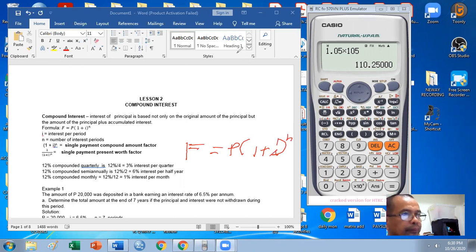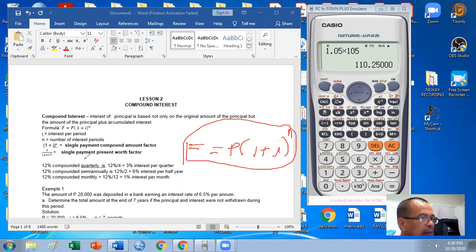Okay, that's 1 plus I to the N. So, ito yung laging tatandaan nating formula. Alright. Yung 1 plus I to the N is called the single payment compound amount factor. Yung ratio niya, yung reciprocal, is the single payment present worth factor.